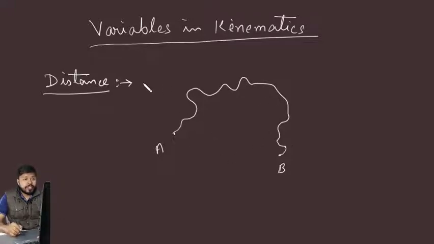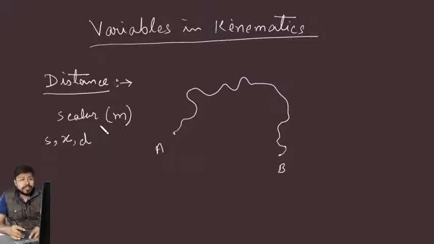Okay, so distance is a scalar quantity. That means it does not have any direction. While talking about distance, the body can move in any direction. It has SI unit meter. It can be represented as S, X, D and so on. Basically, while representing a variable in physics, you can use any of the letters, that doesn't matter, but you have to be consistent with it.